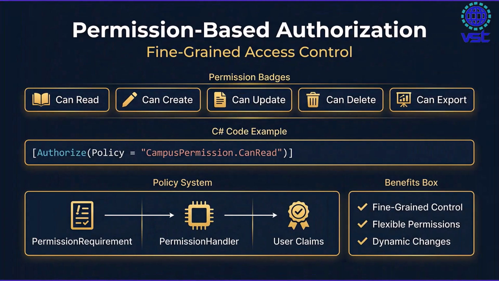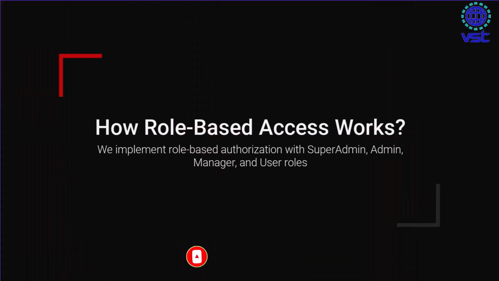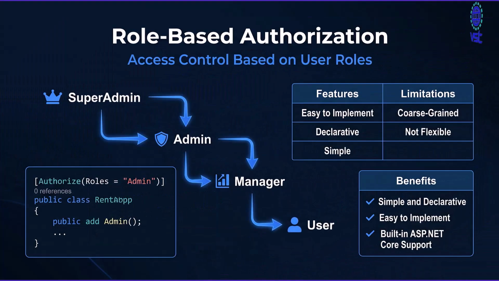How are permissions enforced? This demo focuses on fine-grained access control using permission badges like can read, can create, and can export, using Authorize policy with permission requirement and permission handler. We dynamically enforce access based on user claims. How does role-based access work? Here, we demonstrate role-based authorization with 4 levels: superadmin, admin, manager, and user. Using Authorize roles attributes, we implement simple, declarative access control with built-in ASP.NET Core support.